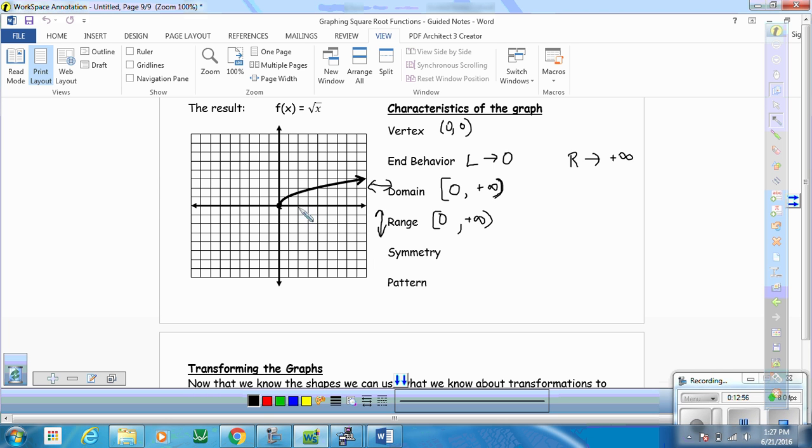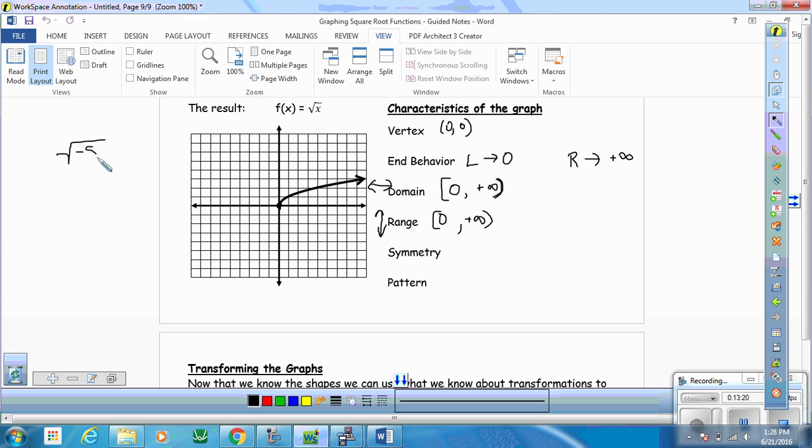Other things to think about, like why does it stop at 0 for domain? Even if we did have the other half on here, if we had kept it on the other side, that wouldn't have changed the domain. The domain would have still started at 0. So why does the domain start at 0? So let's think about our function for a second. We're dealing with the square root of x.